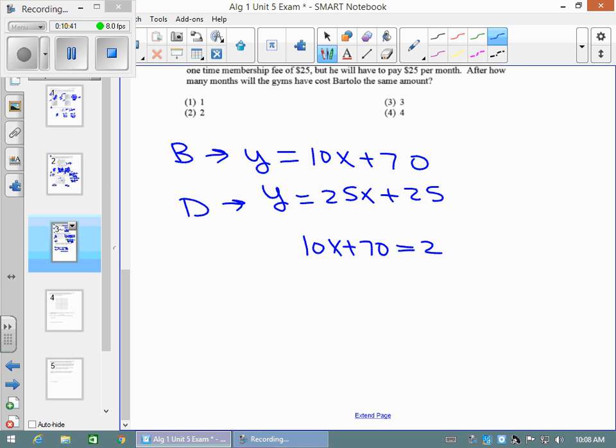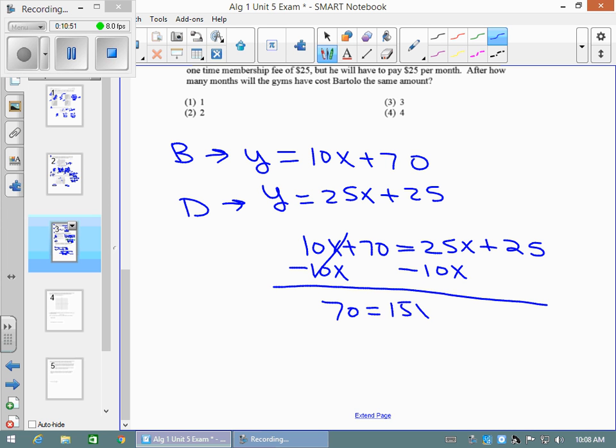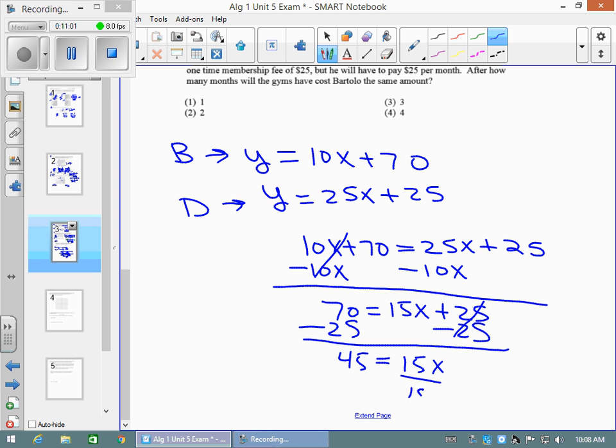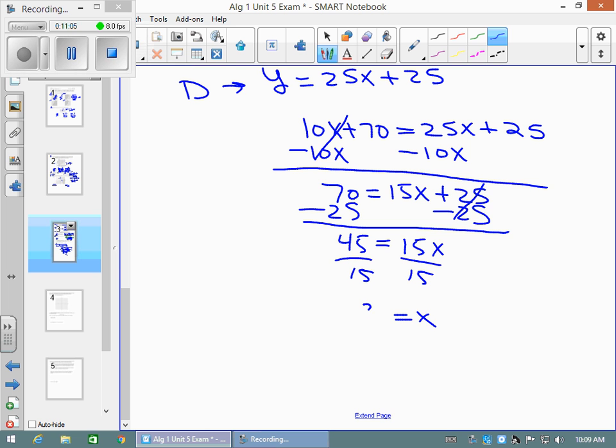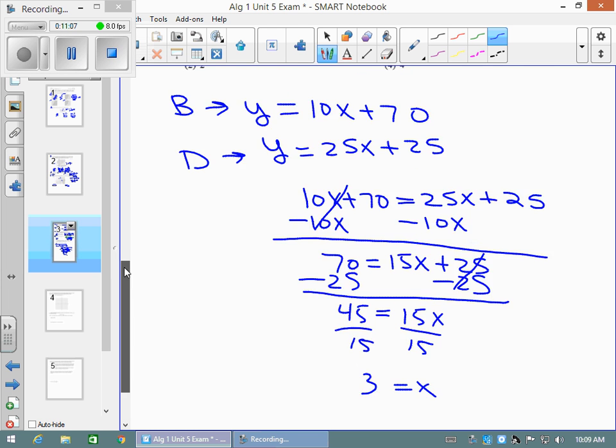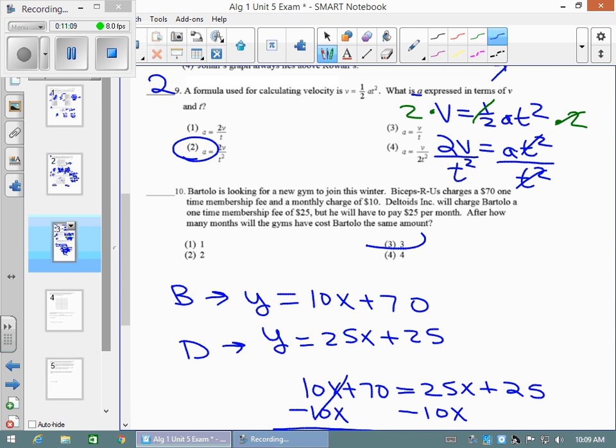And now you would want to solve the equation. Subtract 10x from both sides, and subtract 25. So 15x equals 45. And if you divide both sides by 15, you get that your x value is 3. So the correct answer to question 10 is choice 3.